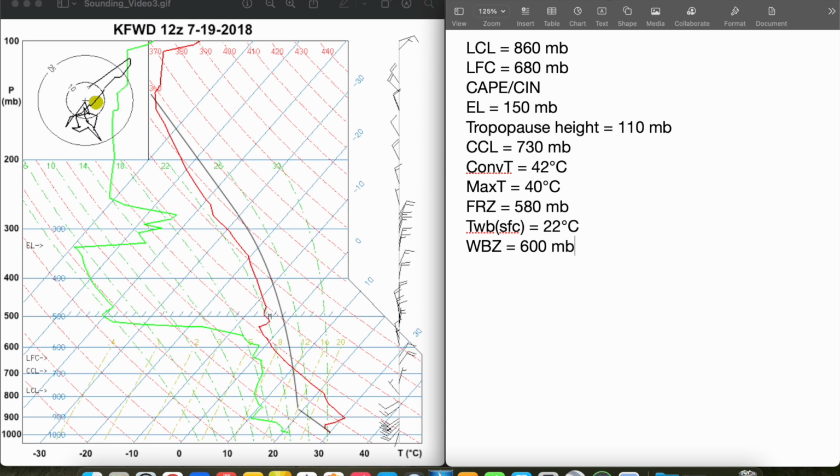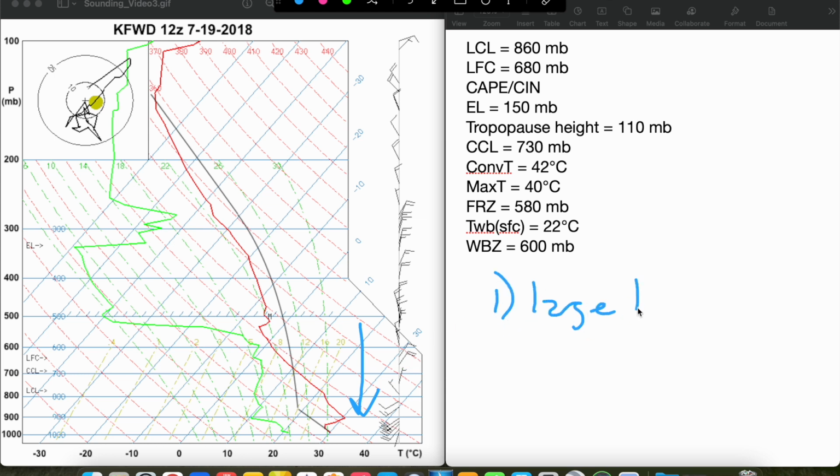And the wet bulb 0 level pretty much has the same significance as the freezing level. It's just a level where the lowest wet bulb temperature is 0 degrees Celsius. So the closer the wet bulb 0 temperature is to the surface, the more likely you are to have large hail, because again, the hailstones have more time to grow within the updraft and less time to melt before they reach the surface as they fall out of the updraft.